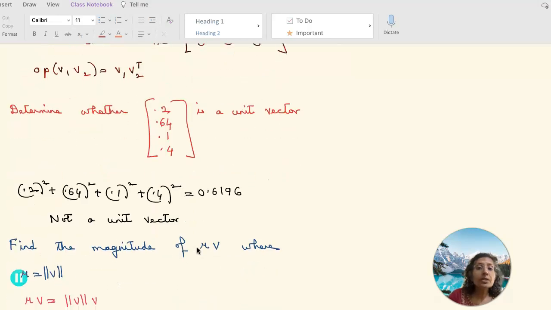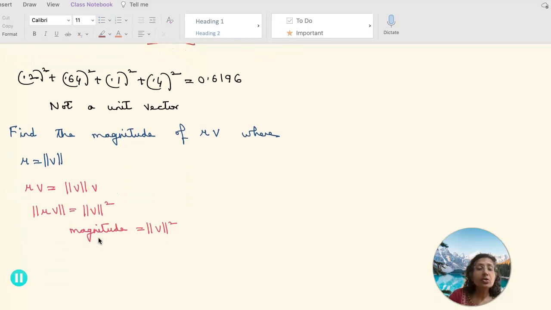Again, determine whether this is a unit vector. So 0.2 squared plus 0.64 squared plus 0.1 squared plus 0.4 squared. This will give you 0.6196, because it is not a unit vector. Why is that? Because if it has to be a unit vector, the norm has to be 1.